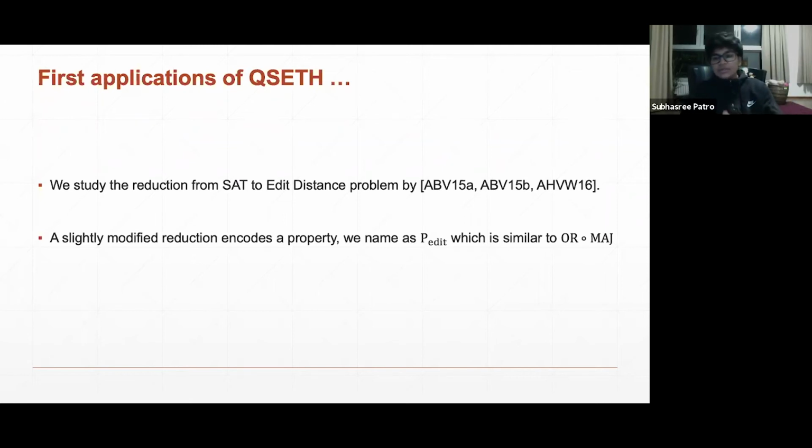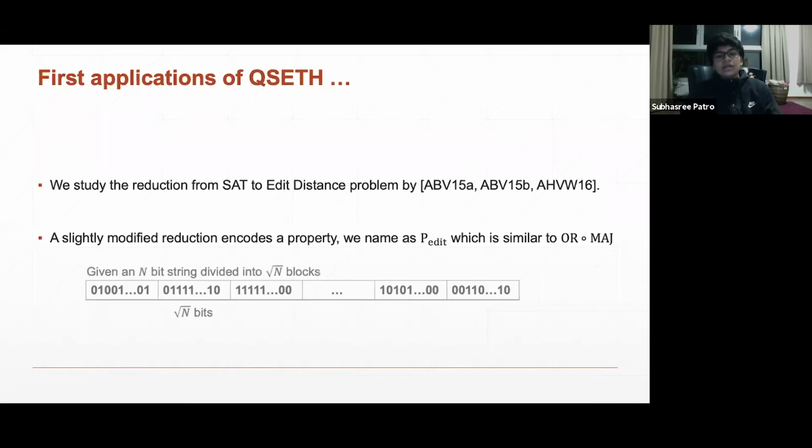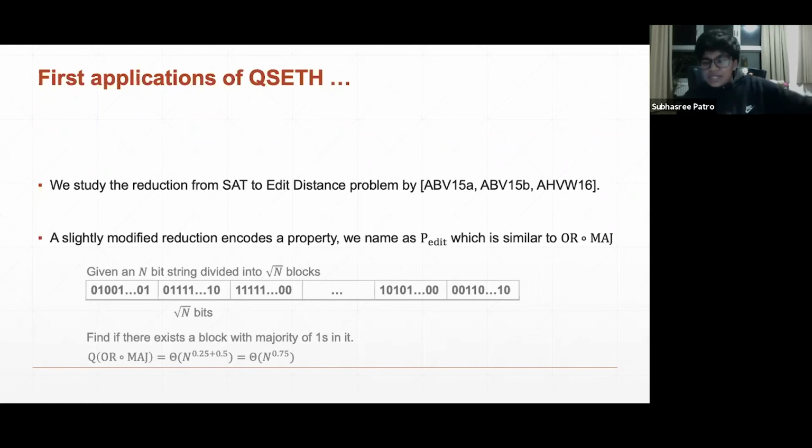Now, what is the OR of majority property? Suppose you have an n-bit long string, and that is divided into root n blocks of root n bits each. Now, the question asked is: is there a block of the string which has a majority of ones in it? Then that is the OR of majority property. For this property, the query complexity turns out to be n to the power 0.75.